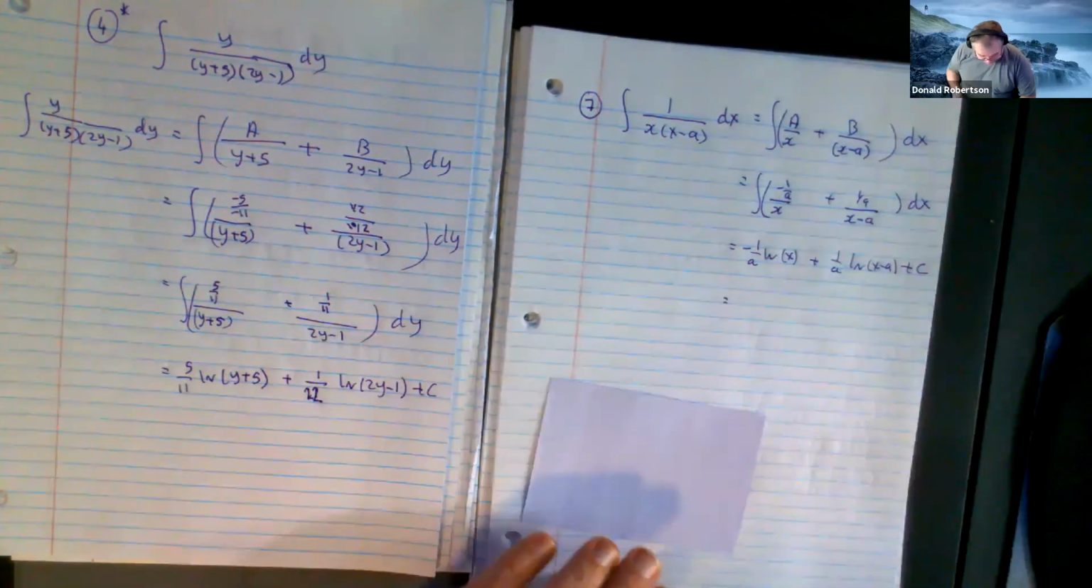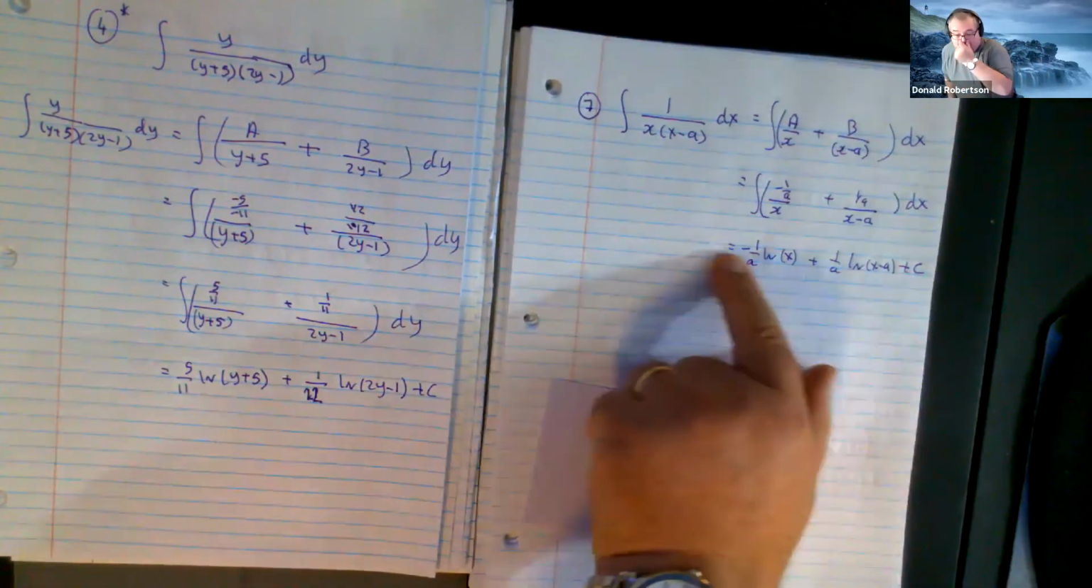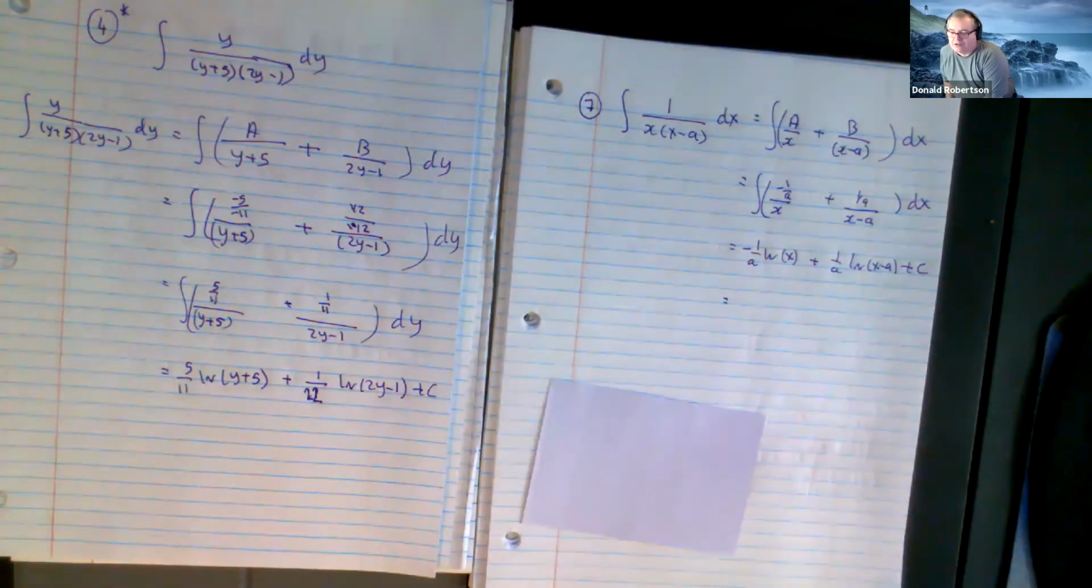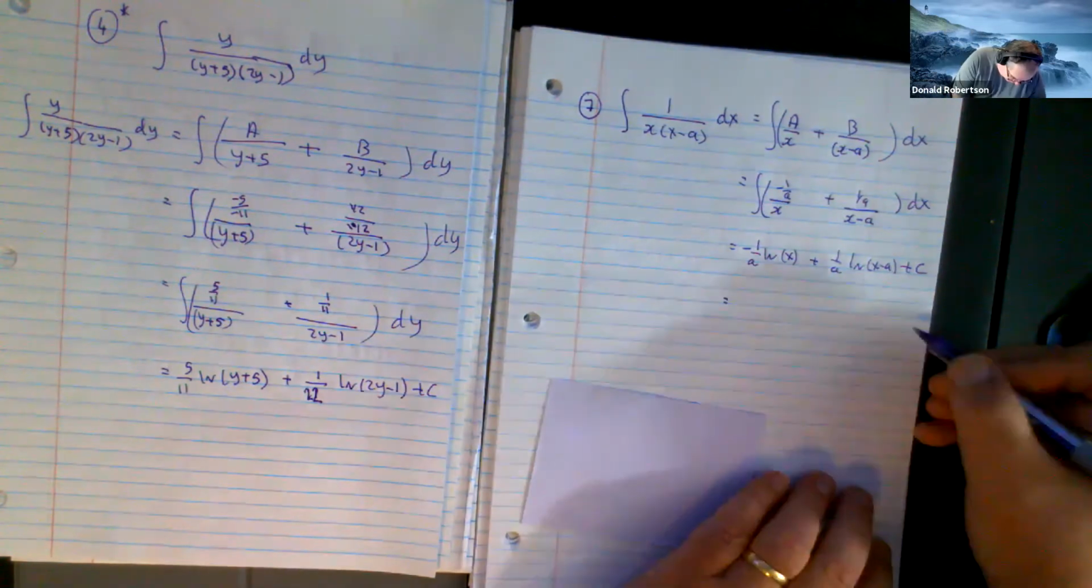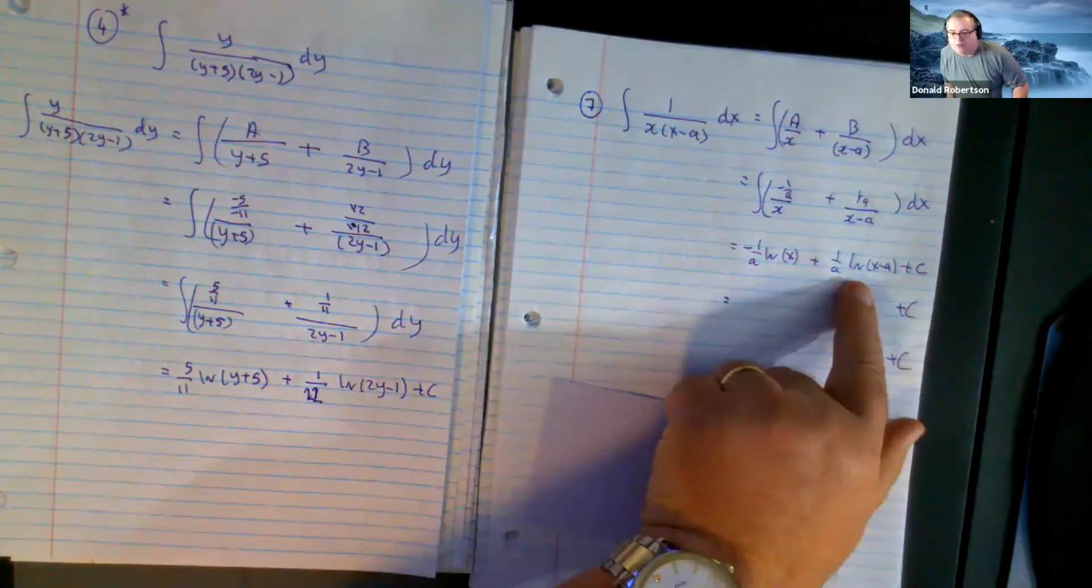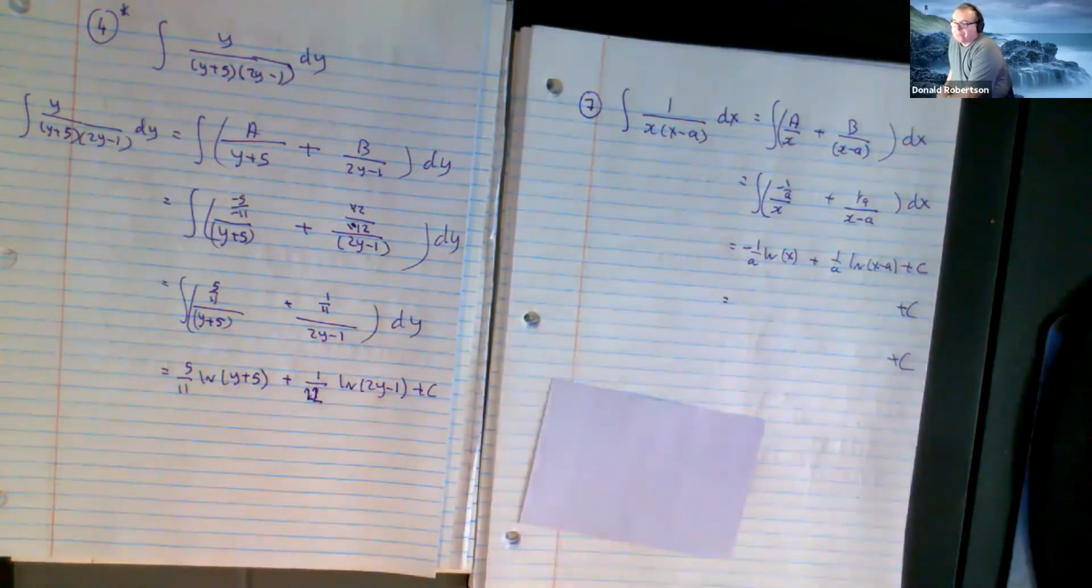And WebAssign will probably take that. And if it doesn't, it will definitely take it if you stick an absolute value around the x and the x minus a. But I want to do style points. I want to make this as pretty as possible. Don't worry about the plus c, that's just going to be there all the time. Is there anything you can see that you might want to do to these 2 terms? Anything that might make it look prettier?